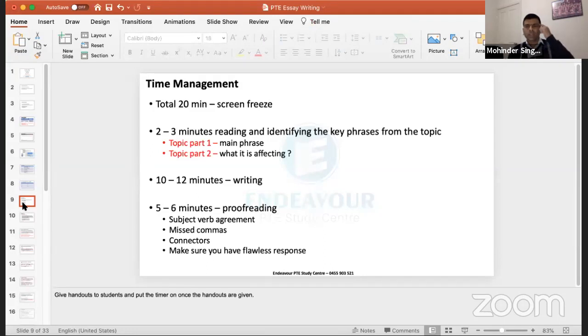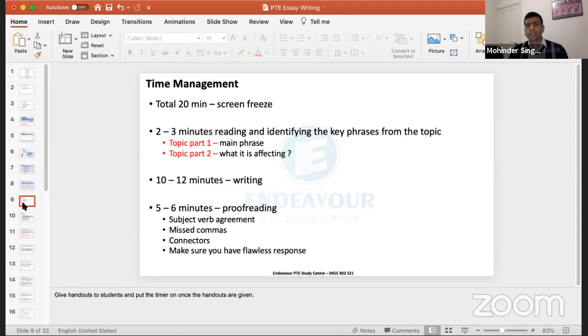In the exam, if you think and write together, you won't be able to finish the essay in time. So make sure that you don't do thinking and writing together. You should already know what you would be writing, and that's why you need to learn the template, a template which makes sense to anyone. So make sure, there is 20 minutes of time, which is screen free.